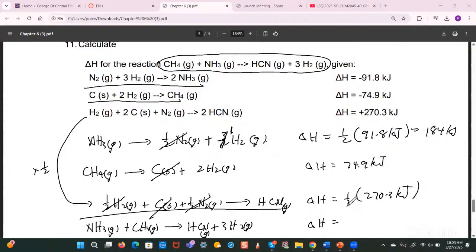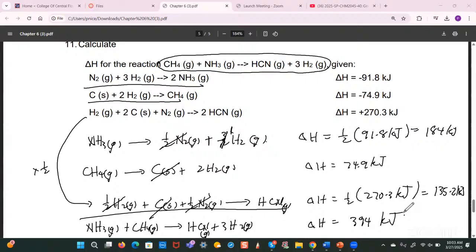And then this here, 0.5 times 270.3. And this gives 135.2 kilojoules. And then we add them up, so 184 plus 74.9 plus 135.2. So according to my calculation, this gives me 394 kilojoules, right? Let me just do this again, just to be sure.